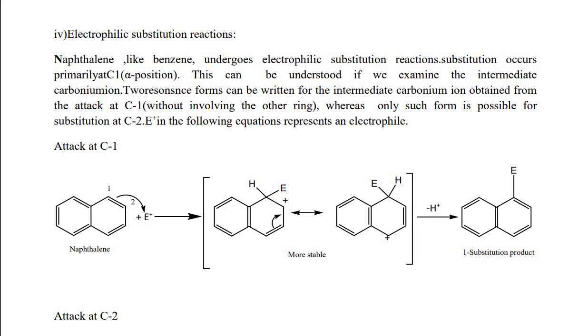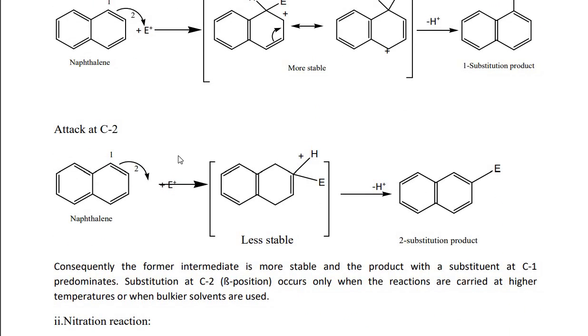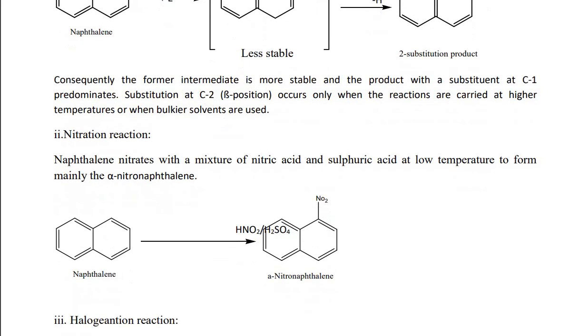E plus in the following equation represents an electrophile. So in naphthalene, you can see E plus attacks this carbon. So there is a bond formation between carbon and E. Automatically this charge is transferred to the neighbors here, and then it is resonance stabilized, forming the 1-substituted product. If attack at carbon 2, then the positive charge here is less stable, forming the 2-substituted product. Consequently the former intermediate is more stable and the product with a substituent at carbon 1 predominates.